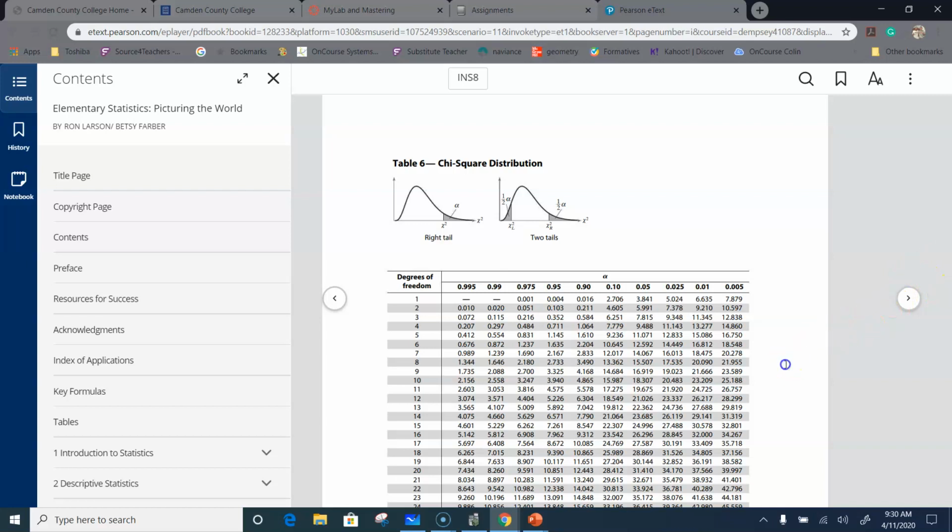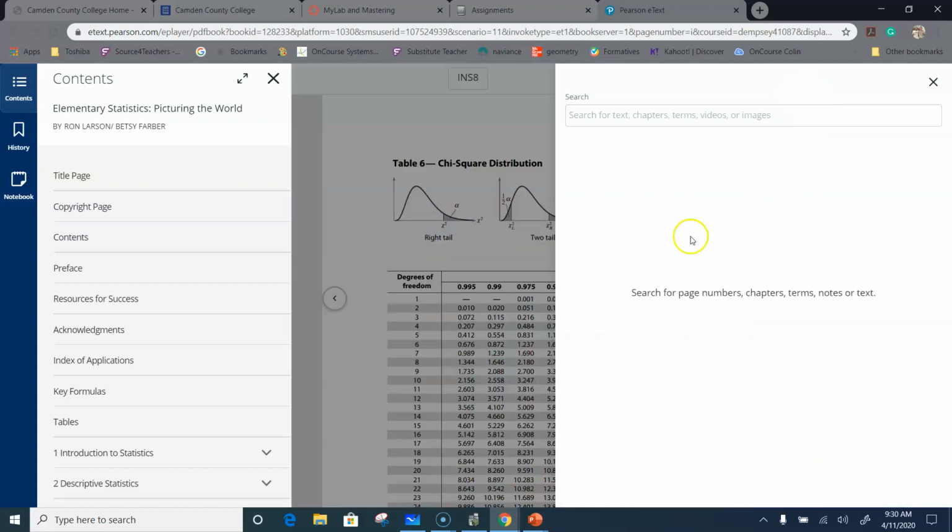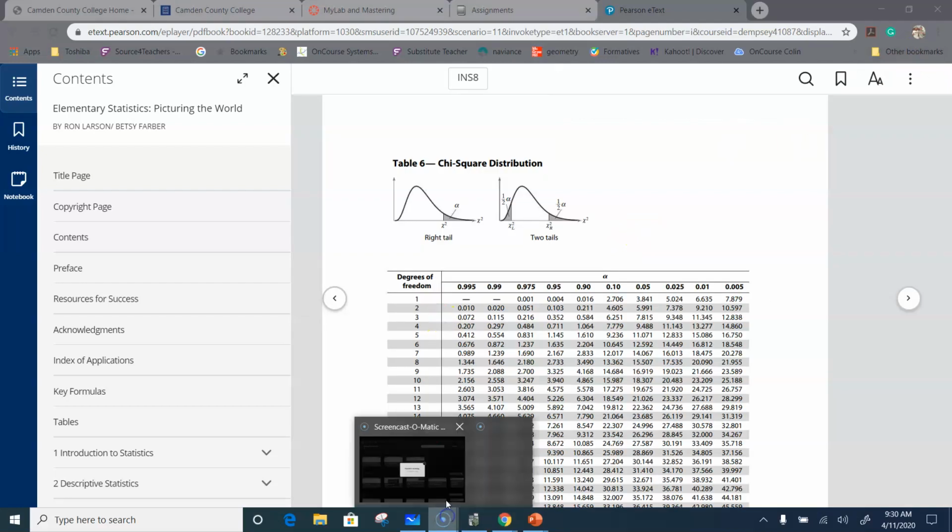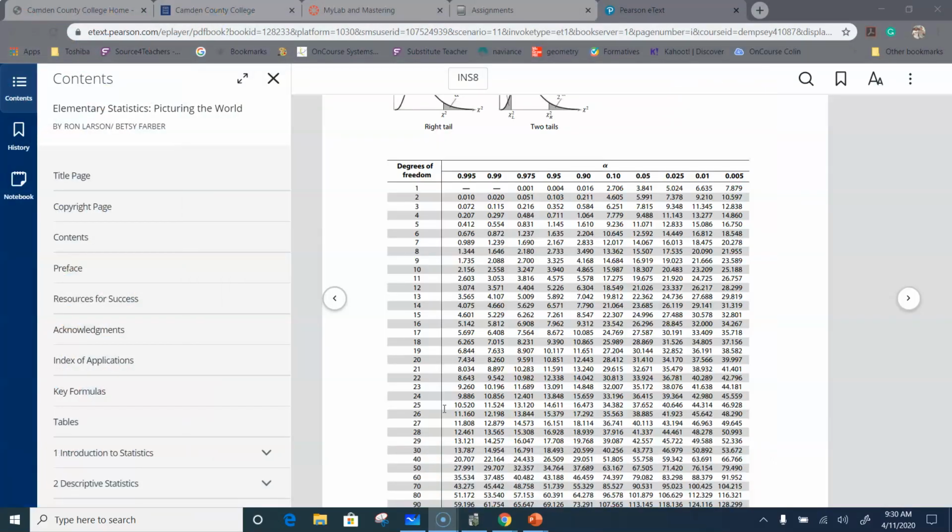Trying to scroll down to that on my screen. So 25 degrees of freedom. My chi-squared left is going to be right here. That's at 10.52. To get the chi-squared right, we slide all the way out here, farthest to the right that we can find. It looks like it reads 46.928.